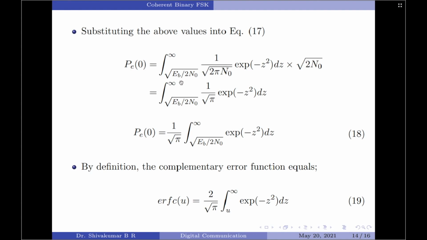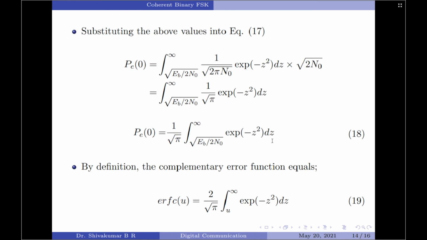I will cancel them out. So, what remains is the integral with the respective limits, 1 divided by square root of pi exponential of minus z square dz. Let me now take 1 divided by square root of pi towards the constant term. So, the probability of error of first kind, which is P of 0, is now given by 1 divided by square root of pi integral square root of EB by 2N naught to infinity exponential of minus z square dz.